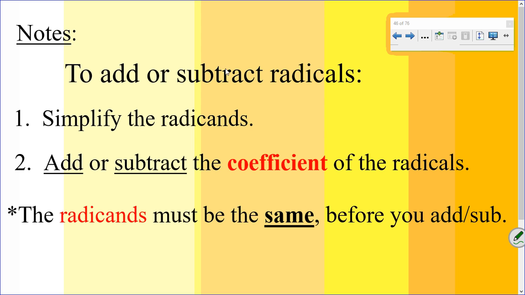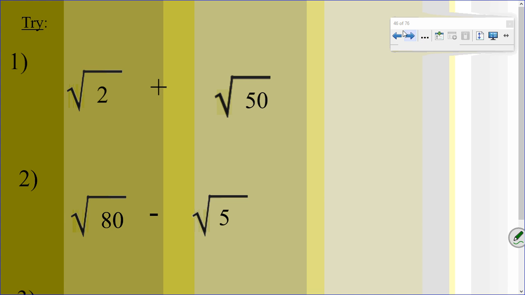So to add or subtract radicals, simplify the radicands. So we're going to simplify. Again, same steps. Add or subtract the coefficients of the radicals. The radicands must be the same before you add or subtract. So let's take a look. Here's a couple questions. 2 plus radical 50.